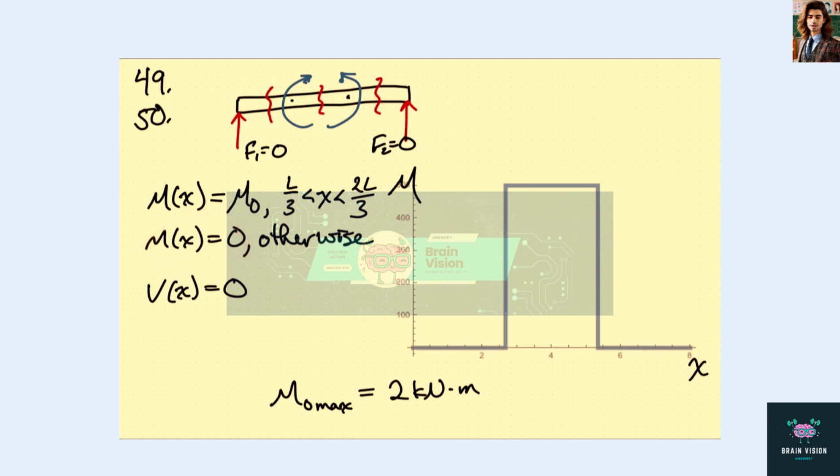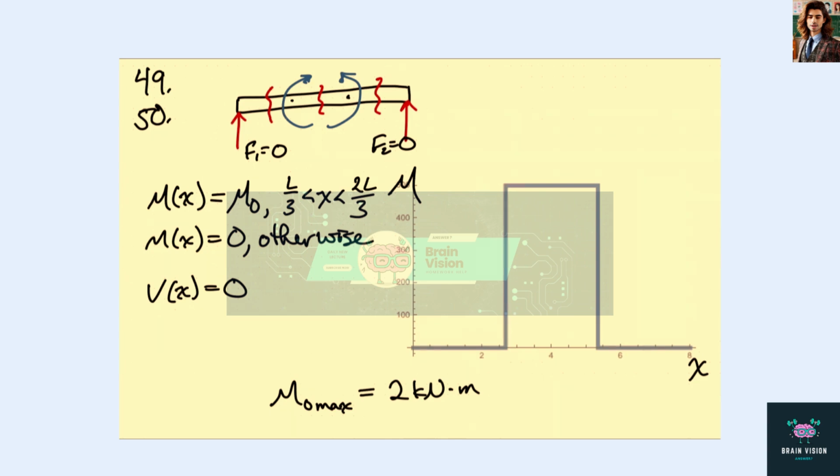So the moment is zero outside of the region from L over 3 to 2L over 3, outside of this region here. And in that region, if we take a cut here, we can see that it just has to counteract this moment. So it just is that value. Or likewise, if we looked at this region, we could see that it would have to counteract this. So we have the shear is zero everywhere because there's no externally applied loads, just moments.